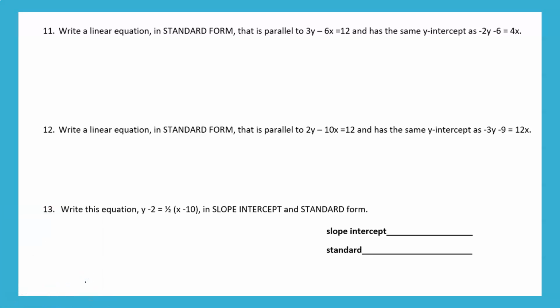Okay, I'm going to start on number 13. Write this equation, y minus 2 equals 1/2 x minus 10, in slope-intercept and standard form. So you're starting from point-slope form, and they want it in slope-intercept and standard. So I'm just going to simplify first.